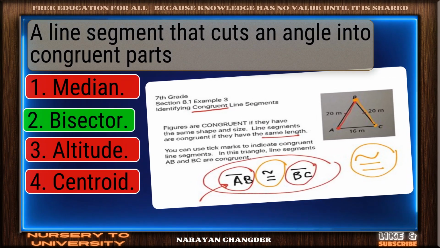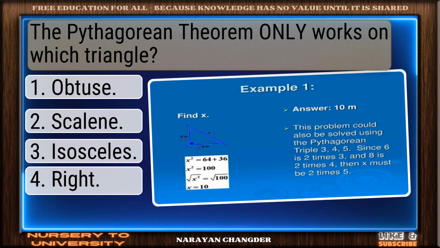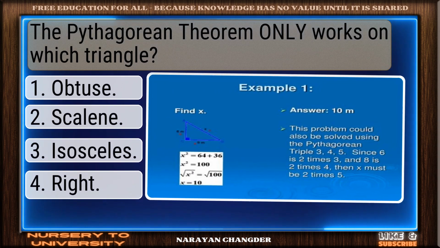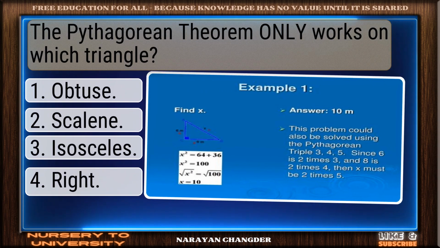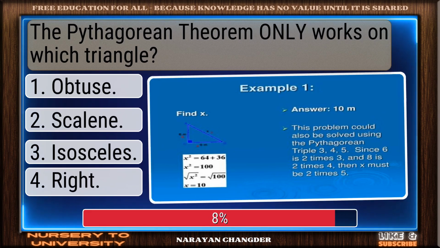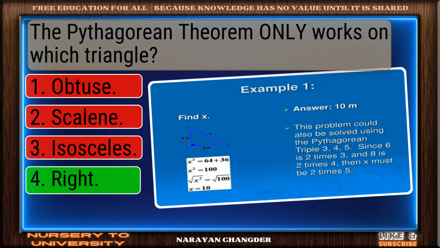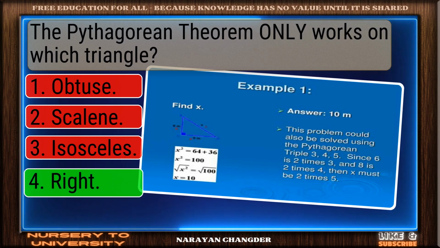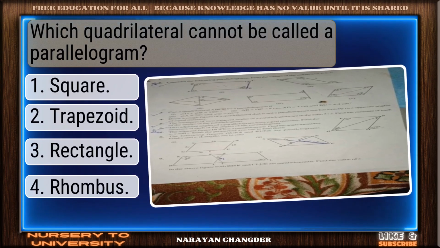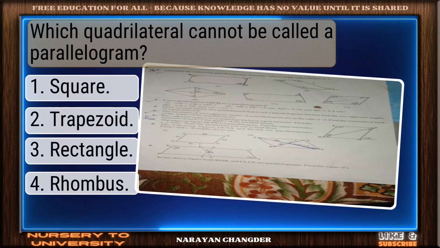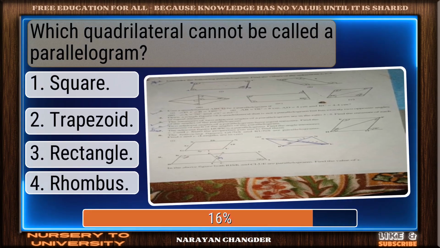Bravo. Bisector is the answer. Question number 94. The Pythagorean theorem only works on which triangle? Excellent choice. Right is the right answer. Question number 95. Which quadrilateral cannot be called a parallelogram?